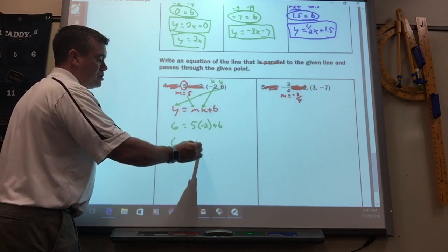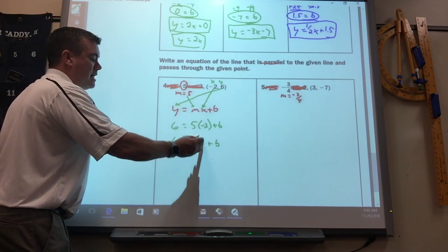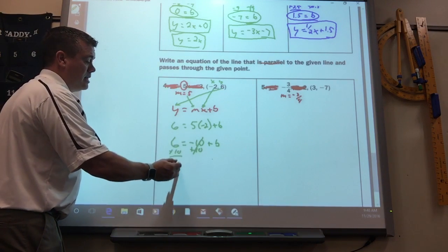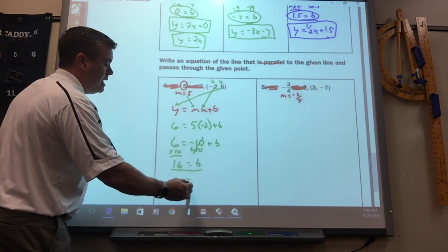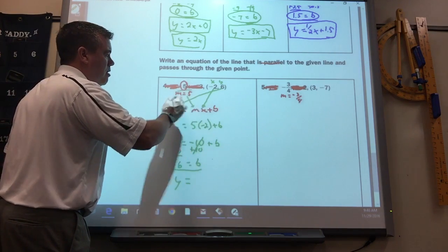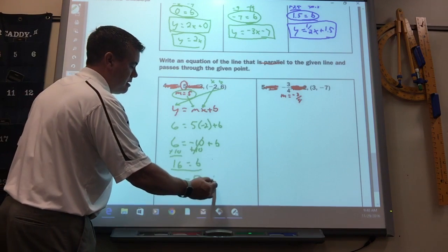5 times negative 2 is negative 10. So to get rid of the negative 10, you add 10, and it's 16 equals b. So it'd be y equals 5x plus 16.